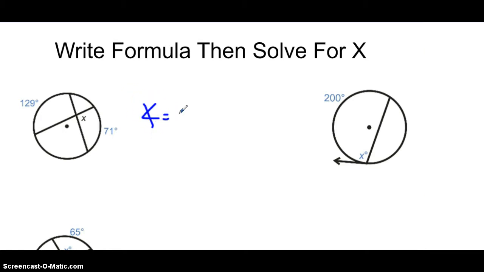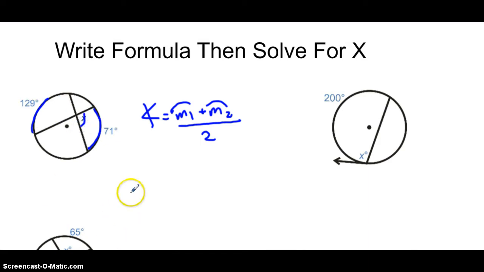It's the measure of arc 1, okay? So we're at the measure of arc 1 plus the measure of arc 2 divided by 2. Always write this formula down first. Our two arcs are 71 and 129, okay? And our angle is x.